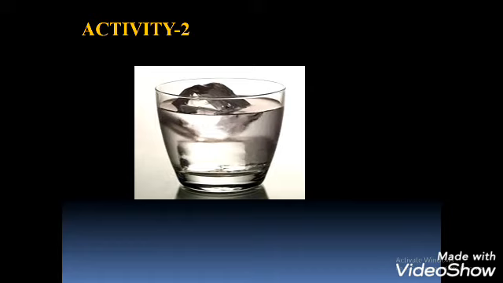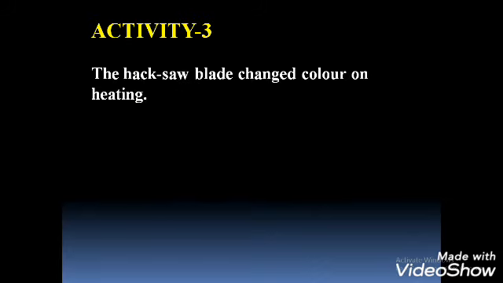We know that there are three states of matter: solid, liquid and gas. Ice is solid and ice changes into liquid form. So we can say that the state of the ice changes. Then when we move to the third activity, the hacksaw blade changed color on heating.